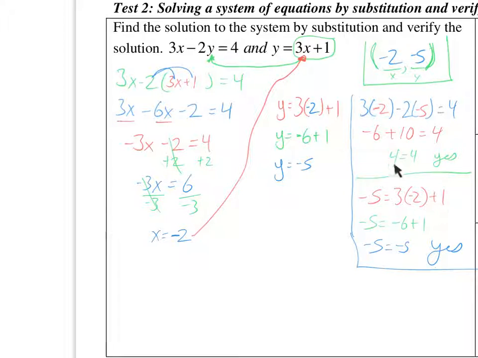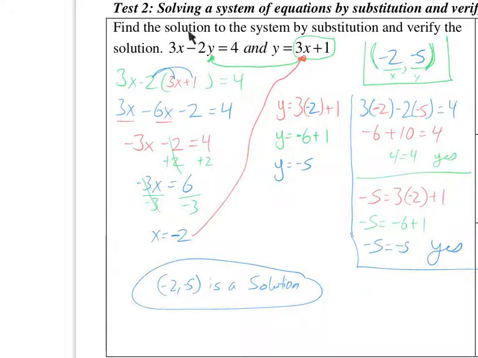So I just showed my work. I want to see the work, or at least I want to see 4 equals 4, yes, and negative 5 equals negative 5, yes. So is it a solution? Yes. Negative 2, negative 5 is a solution. We are correct. I checked it. What that means is this is where it crosses. I can guarantee it because I checked it. I could also check it by graphing it, but I'm not going to do that. We just did substitution to find a solution, and we verified that it is correct.